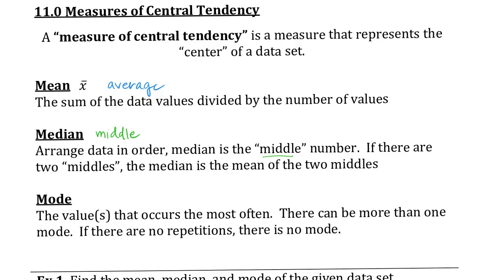The mode is the value that occurs the most often. So mode, most. There can be more than one mode. If there are no repetitions, there is no mode. Let's look at some data and see how we would find each.